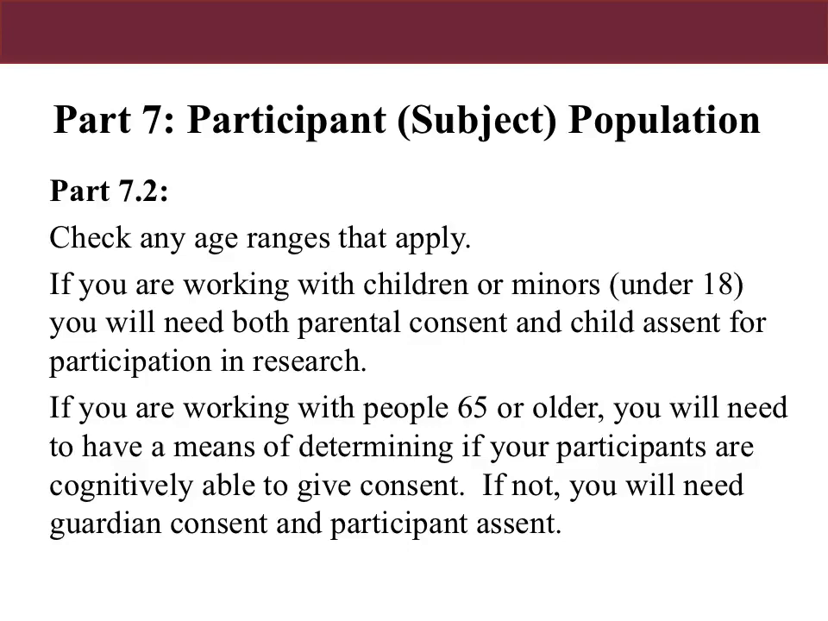Part 7.2. Check any age ranges that apply. If you're working with children or minors, you will need both parental consent and child assent for participation in research. If you are working with people 65 or older, you will need to have a means of determining if your participants are cognitively able to give their consent. If not, you will need guardian consent and participant assent.